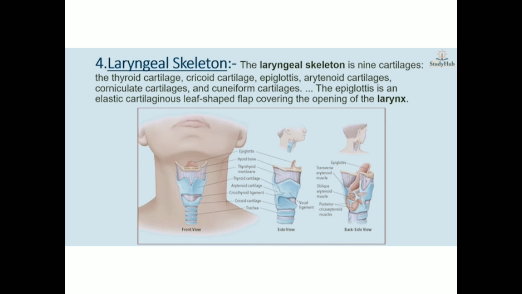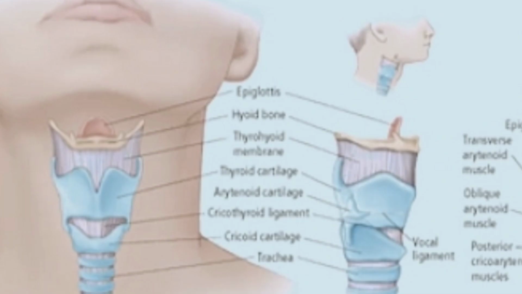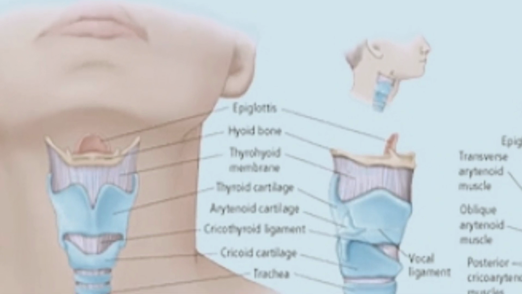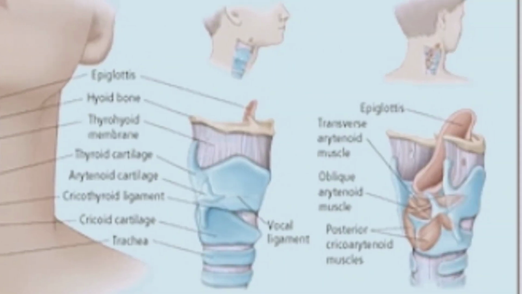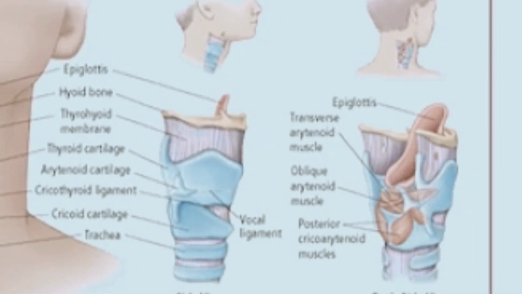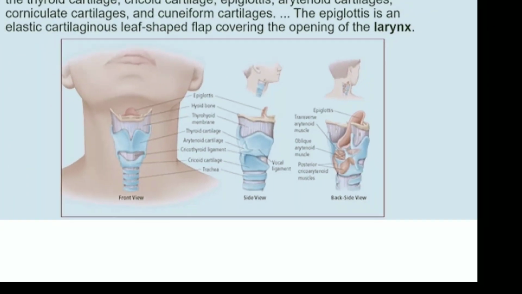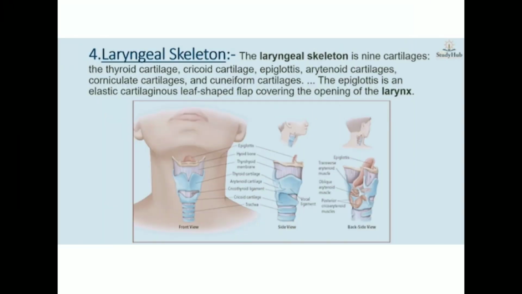So they are included in the laryngeal skeleton, and this will be shown in the slides. Okay, this is the epiglottis, hyoid, thyroid, arytenoids, and all of which we will present in the picture. That is the epiglottis. Okay, I hope you understand this laryngeal skeleton.